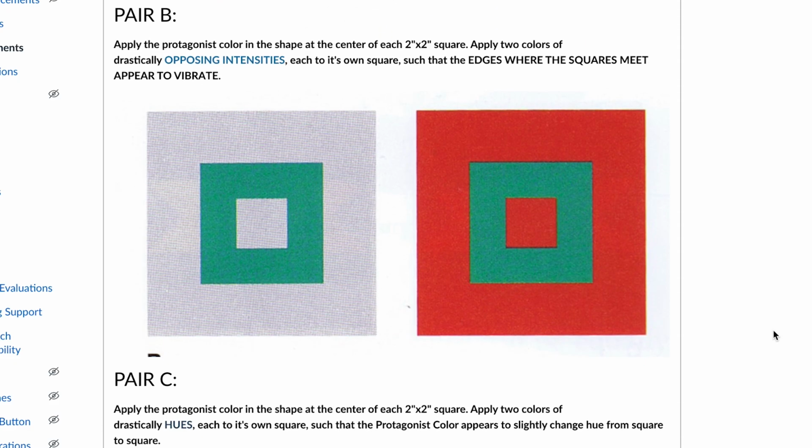Pair B. So for the second set of squares, apply the protagonist color in a shape at the center of each square. Apply 2 colors of drastically opposing intensities into the rest of each of those squares, such that the edges where the squares meet appear to vibrate. So on the left, the opposing intensities are, I've created a dull gray. I've mixed some black and white together to create this gray.